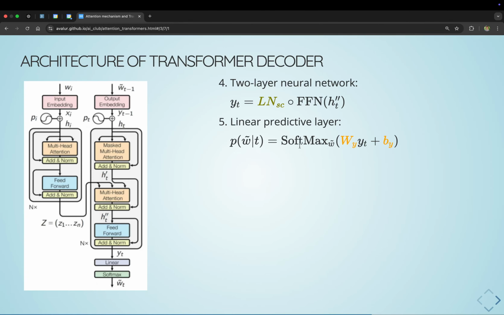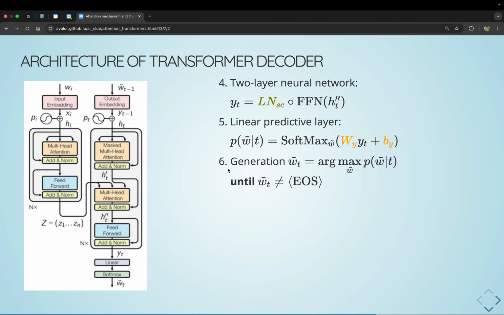Here you see the softmax of the result. It means that we calculate the probabilities of next tokens. The dimension of this vector of probabilities is the vocabulary size, so it is all the classes in our task. For example, all the words in our dictionary.